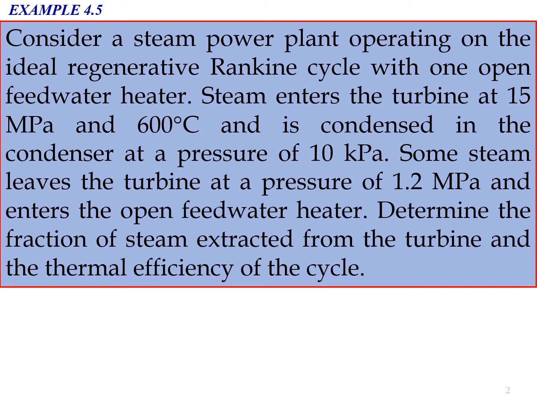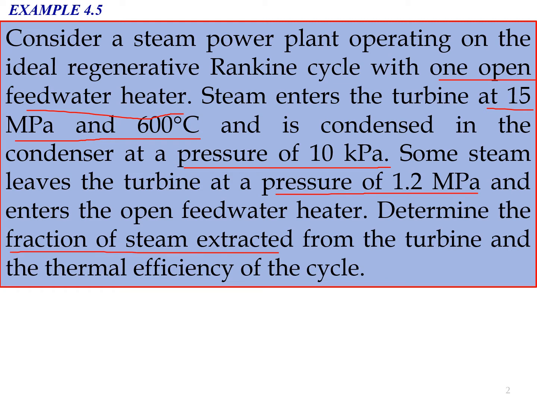Consider a steam power plant operating on the ideal regenerative Rankine cycle with one open feed water heater. The steam enters the turbine at 15 MPa and 600 degrees Celsius and is condensed in the condenser at the pressure of 10 kPa. Some steam leaves the turbine at the pressure of 1.2 megapascal and enters the open feed water heater. Determine the fraction of steam extracted, which is the y, from the turbine, and the thermal efficiency of the cycle.